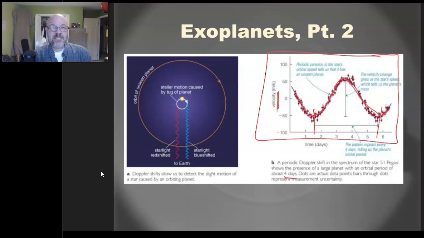So hundreds of these exoplanets have been discovered using this Doppler shift. They see that wobble, and from the wobble, they can infer the mass, and probably the radius of the exoplanet. That kind of thing. So it's really interesting stuff.